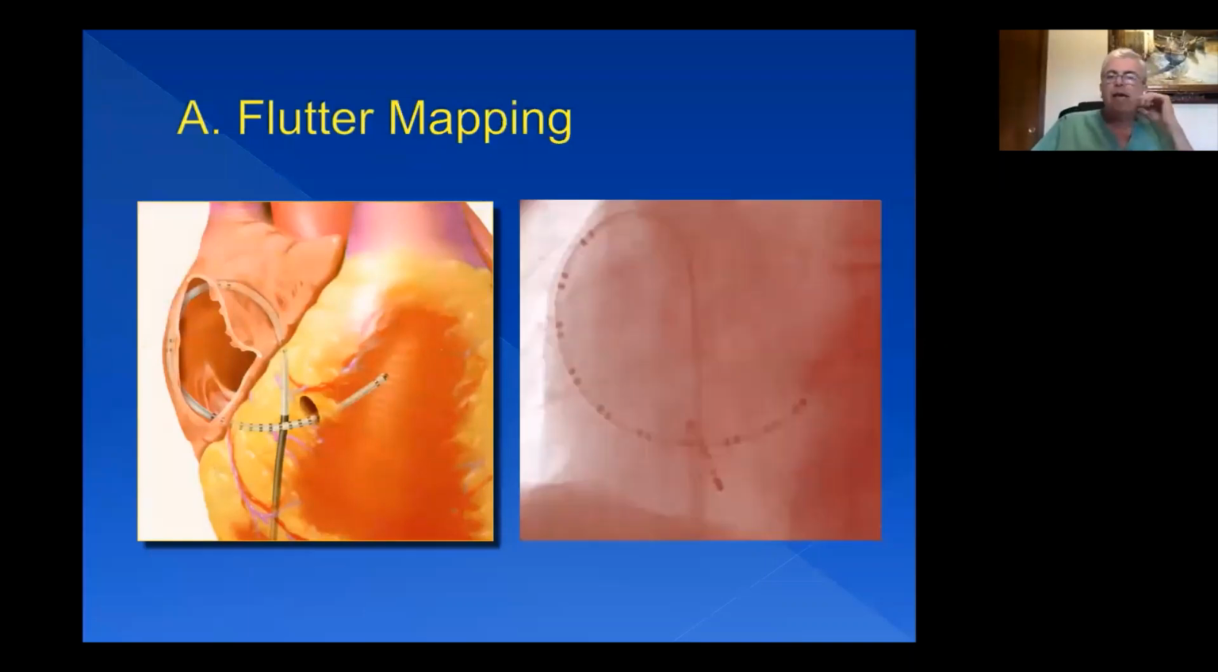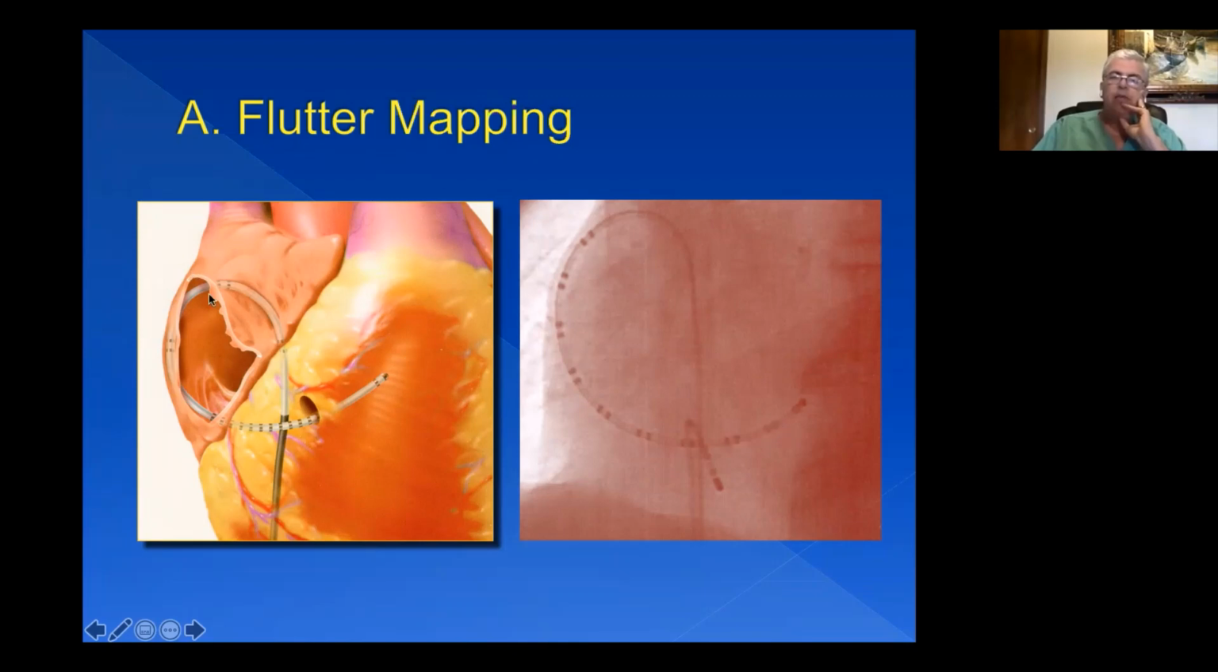How do we figure that out when we do EP study? Well, this is the X-ray of a patient we did. We put the catheter in, loop it around in the right atrium, along the tricuspid annulus, and the tip here going towards the coronary sinus.